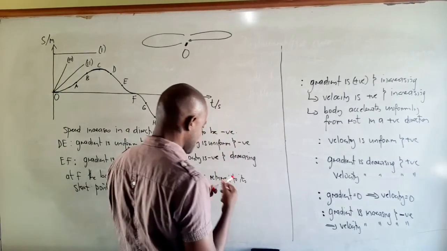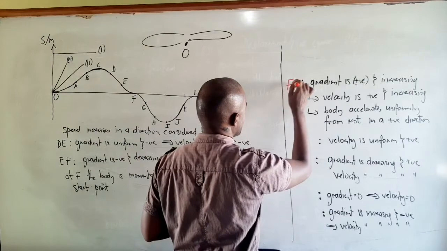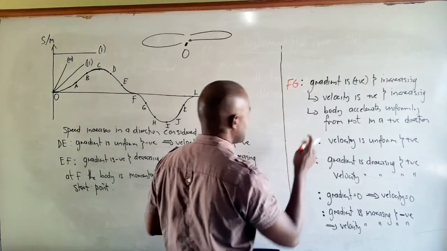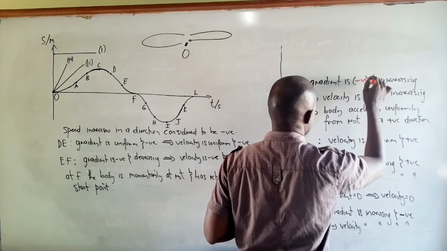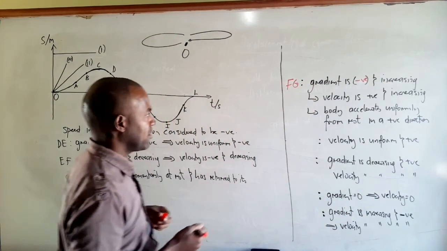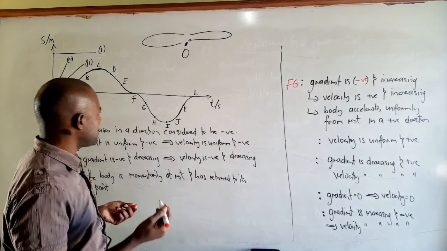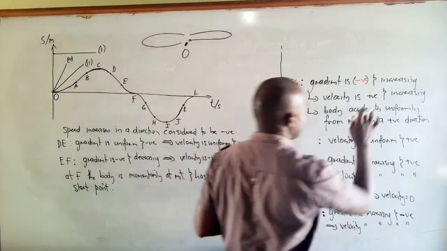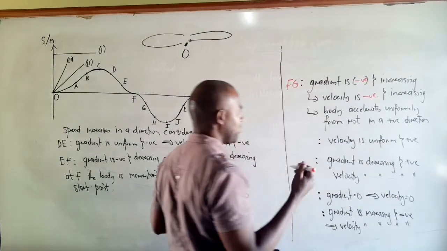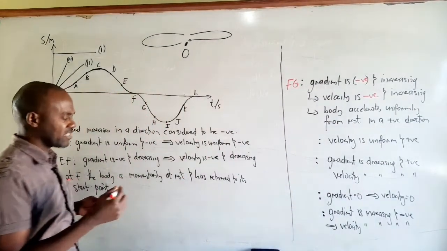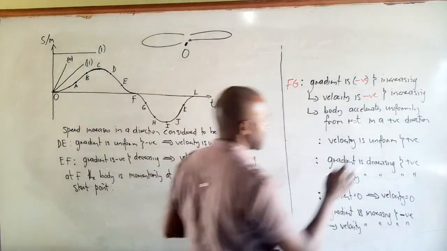So FG, the gradient is negative and increasing. And therefore this means that the velocity is negative and increasing, right? So the body accelerates uniformly from rest in a negative direction, right?